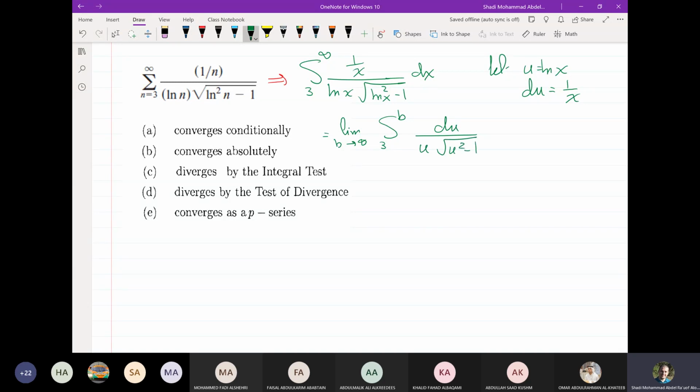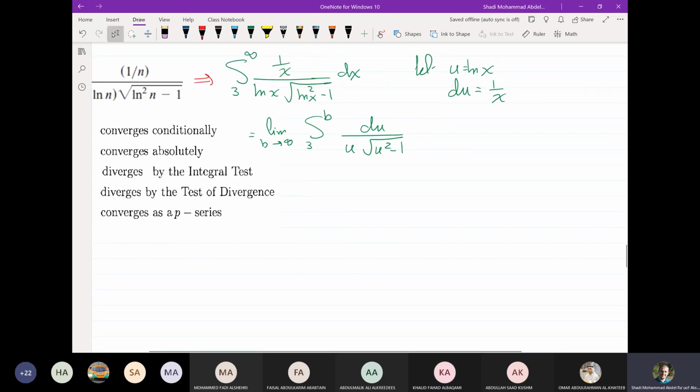What does this look like, guys? Doctor, we don't change the limit? You can keep it as it is, then I will substitute back. Okay. But what does this look like? This looks like a trigonometric substitution. Yeah, this is the assumption of secant. Let u equal secant theta. And du will be secant theta tan theta d theta, right?